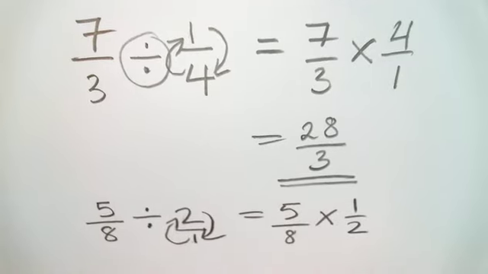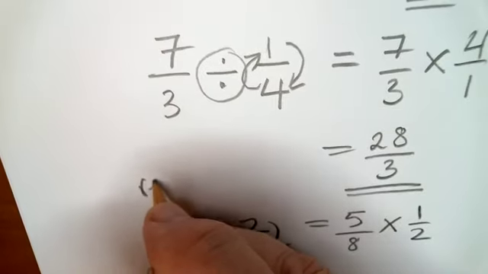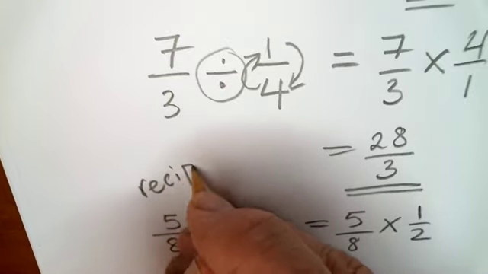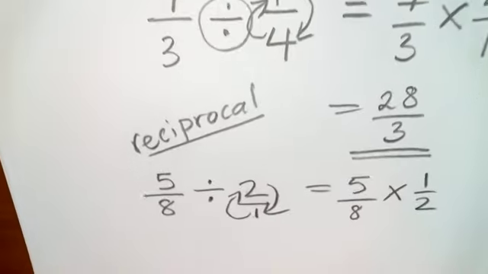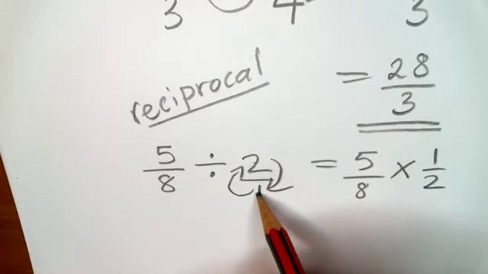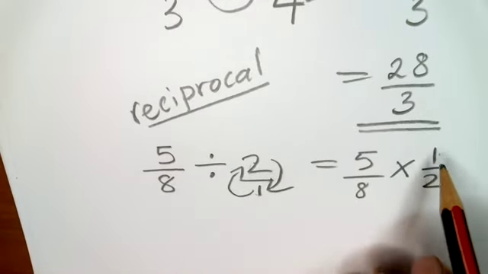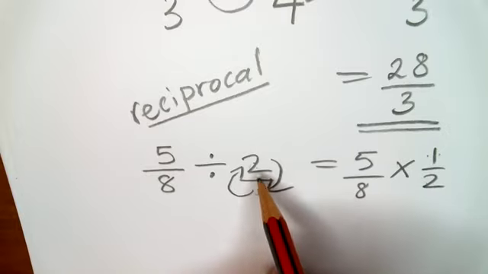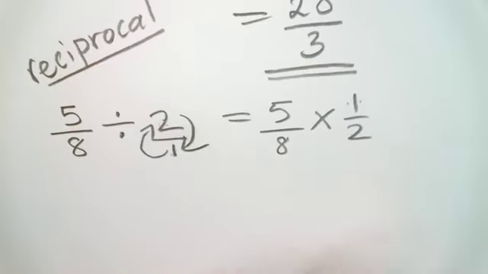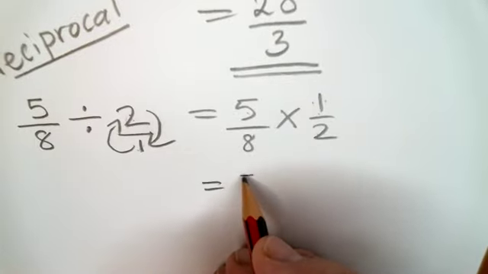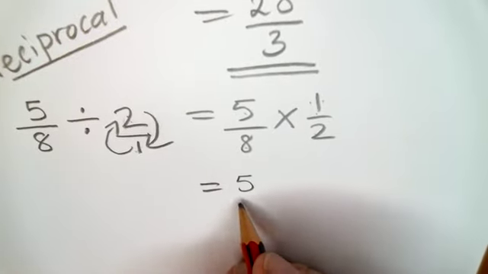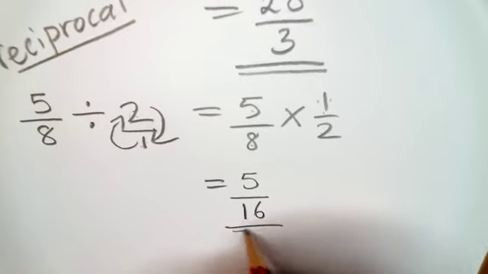And when we flip it up the other way, the word we use is reciprocal. We found the reciprocal. And 2 over 1 is the reciprocal of a half. And a reciprocal of a half is 2, or 2 over 1. Well, let's see what that comes to. Well, I've got 5 times 1 is 5. 8 times 2 is 16.